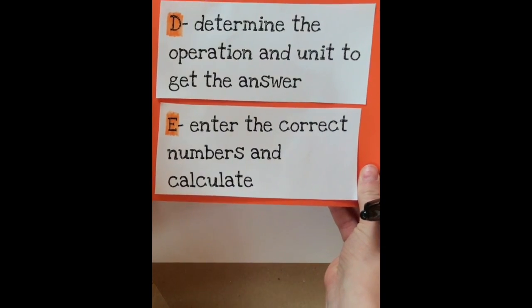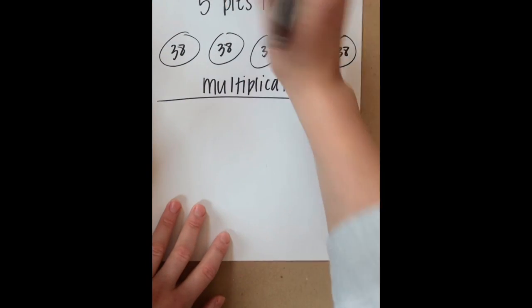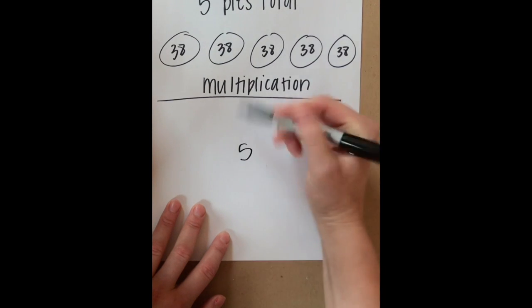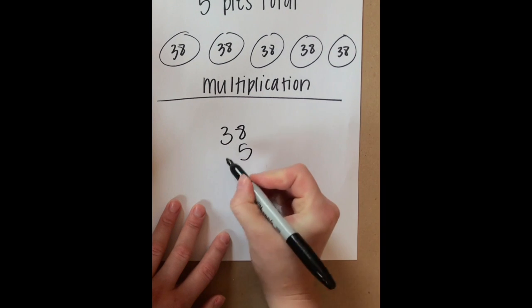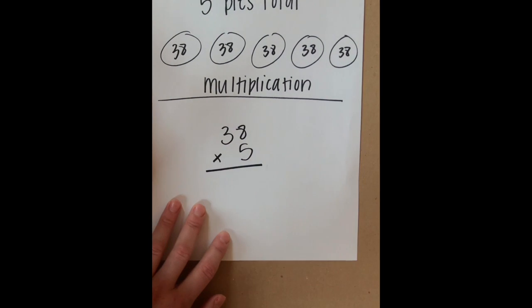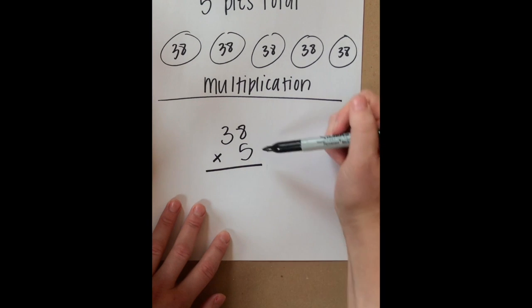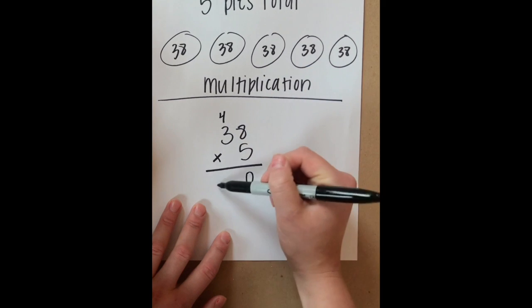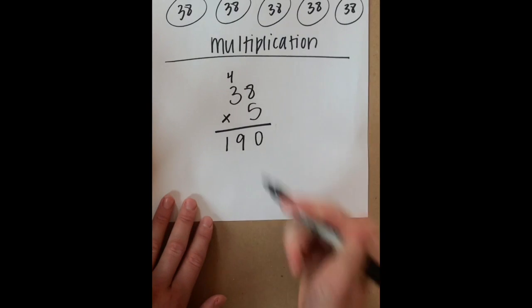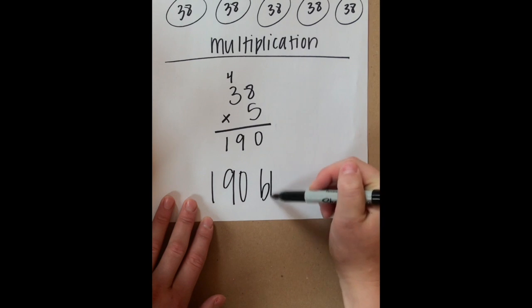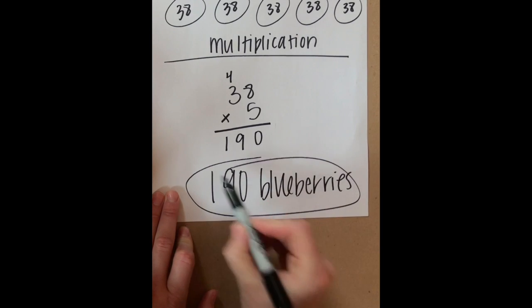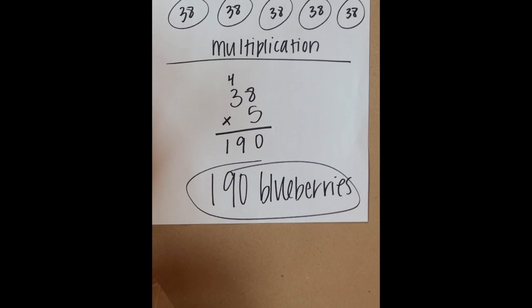So this leads us to our last step, enter the correct numbers and calculate. So since we have 5 groups and 38 blueberries per group, this is how we will set up our multiplication problem. So now we do our math facts. And this will get us our answer. Bill will need 190 blueberries to make 5 pies.